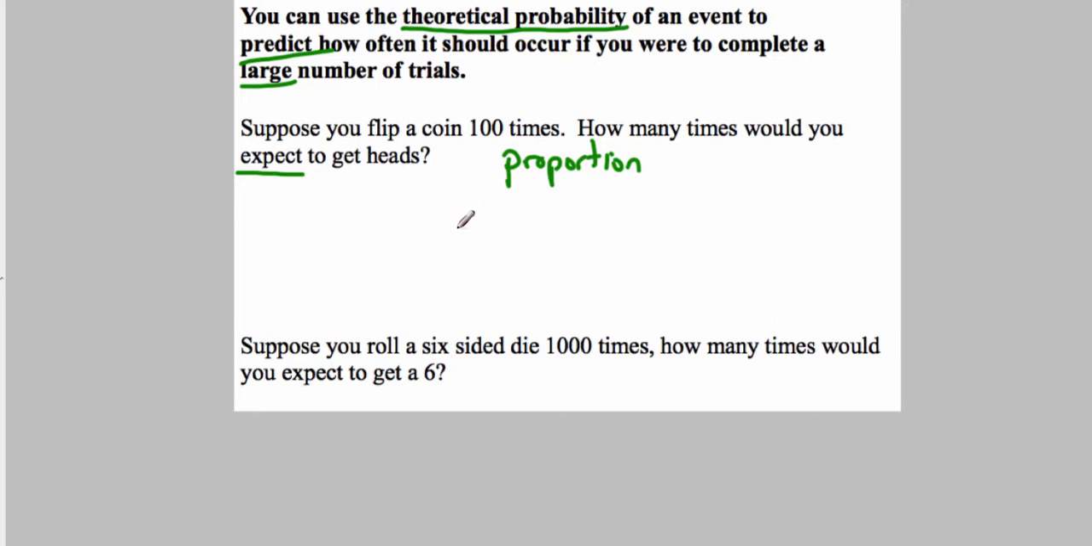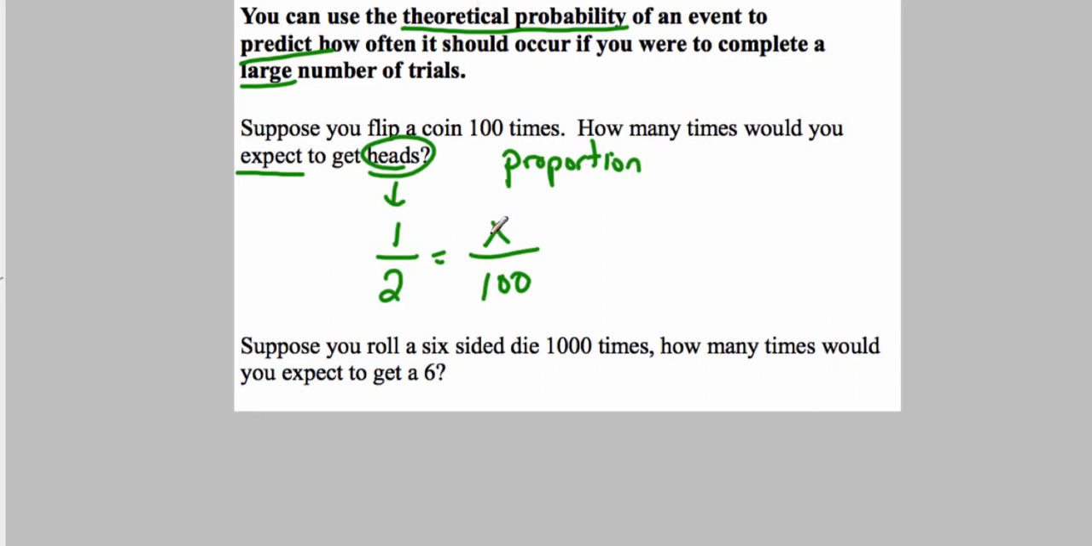Take our original probability. So we want to know, if you were to flip a coin 100 times, how many times would we expect to get heads? So start with heads. There's a 1 out of 2 chance flipping a coin that we would get heads. What we want to know is how many times out of 100. So we're looking for this missing piece. So we start with our probability, our theoretical. Then we set up our other fraction over here, our other ratio. The total number goes on the bottom, and we want to know the top.